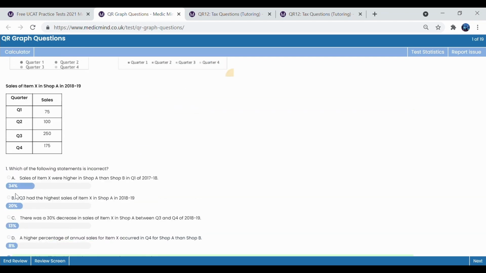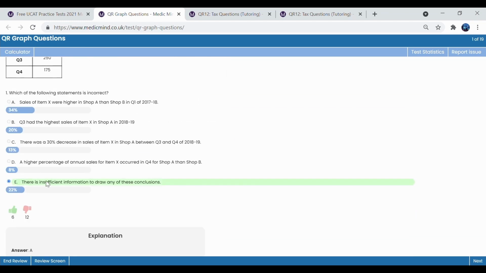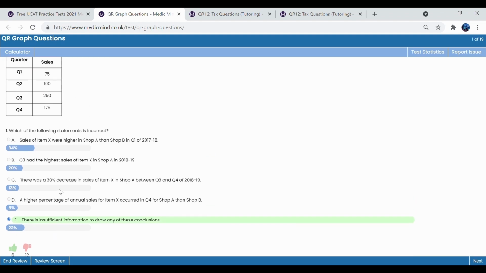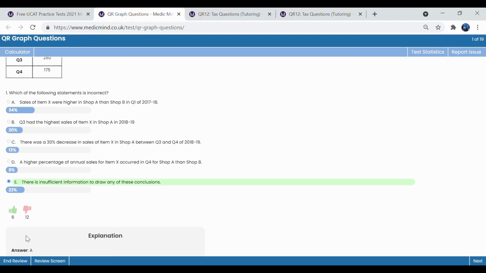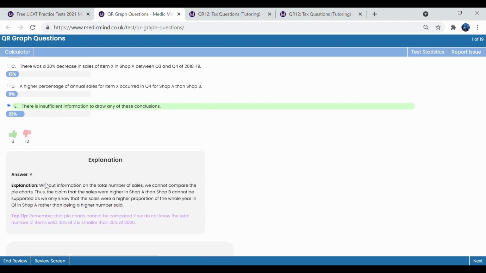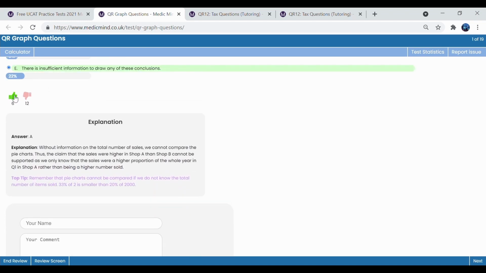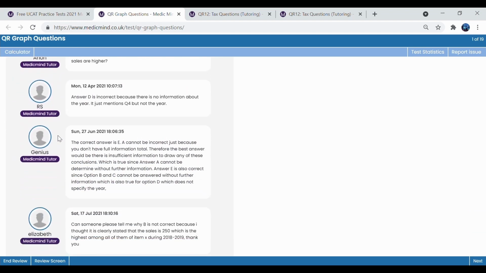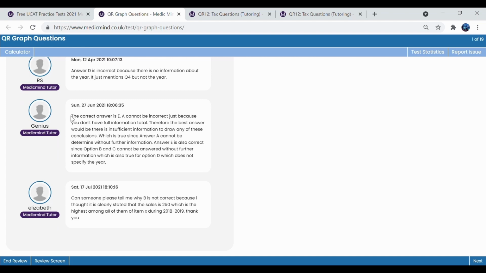However, I'm still quite doubtful about E, the information to draw any conclusion, because if it's not this, that means it is correct. But there wasn't enough information to draw question B and C. So is it A or E? Also, the likes and dislike ratio is quite staggering. So I think when you do these practice questions, bear in mind for such questions because there could be disputes. Here clearly there is C. This person says the correct answer is E. So we'll just ignore that question for now.